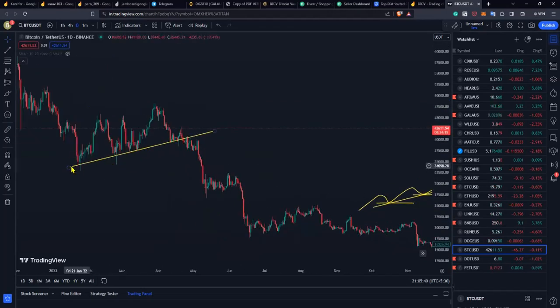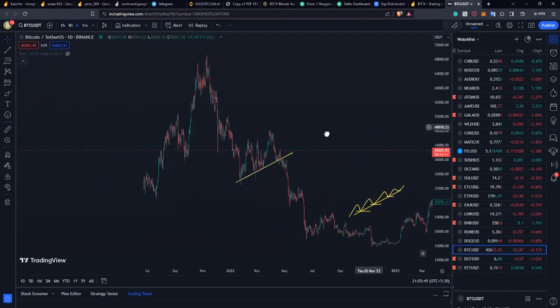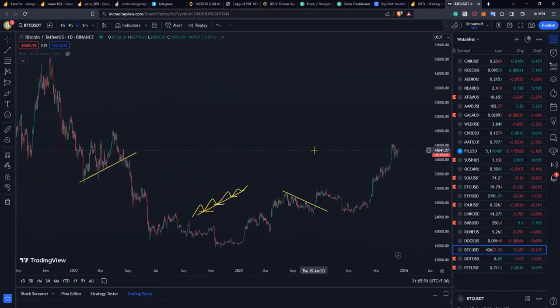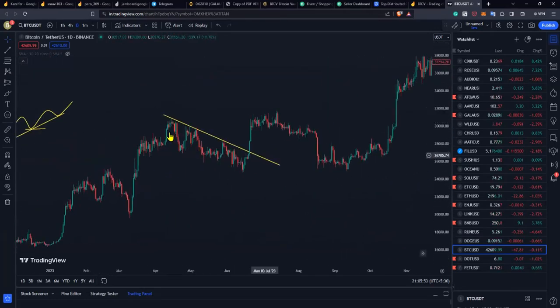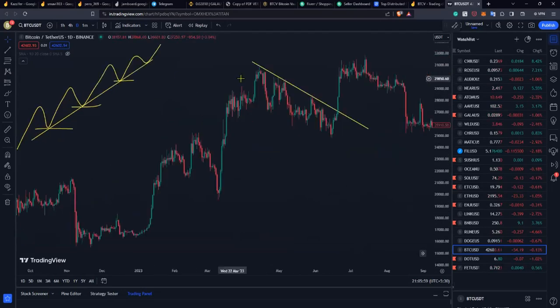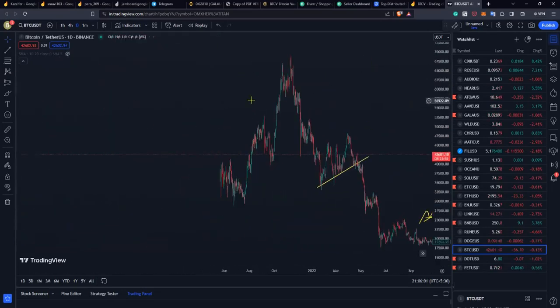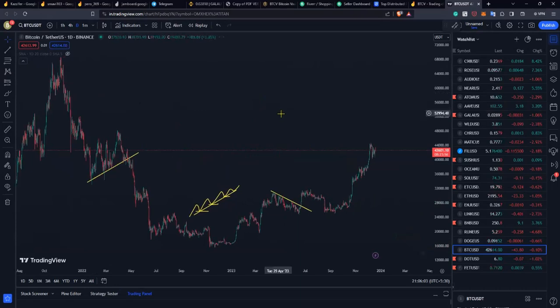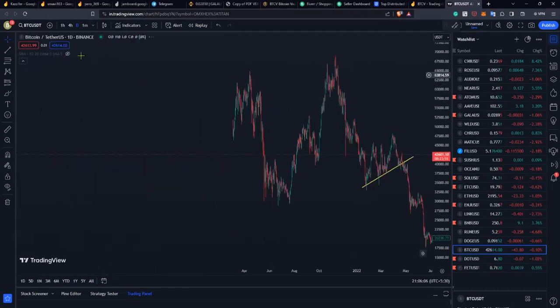So here a support trend line is broken, and once a support trend line is broken, because of that, the market went down. Okay, that's a support trend line. This one is a resistance trend line, and if the resistance trend line is broken, what happened next? The market moved up. Okay. Great. So that is support and resistance trend lines.